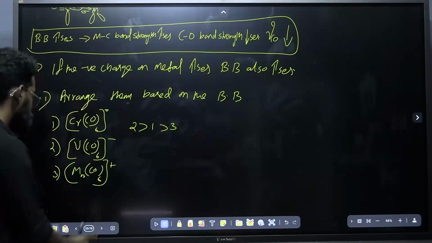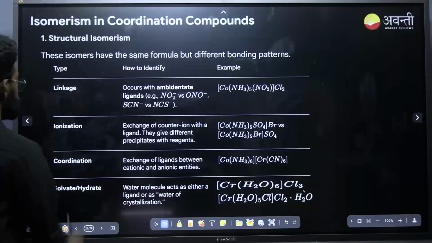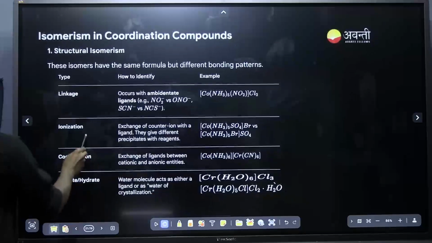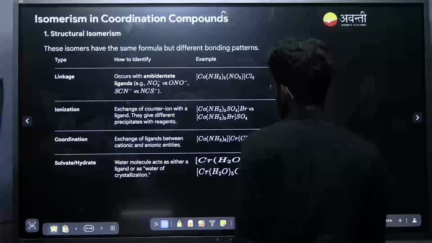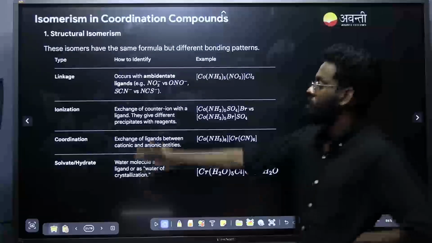Now we'll be moving into the next topic, that is isomerism. Isomerism is of two types. First one is structural isomerism. I think that is very easy for you. There are four types of structural isomerism.